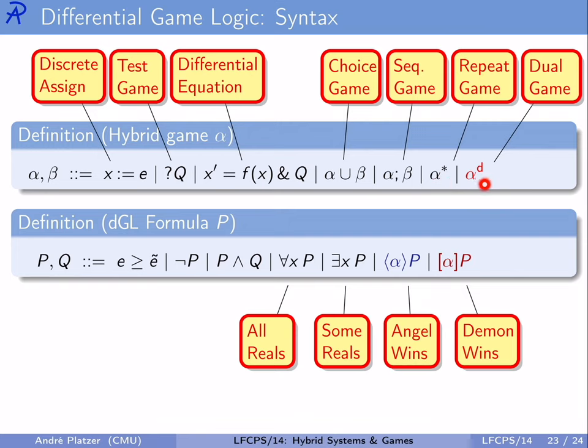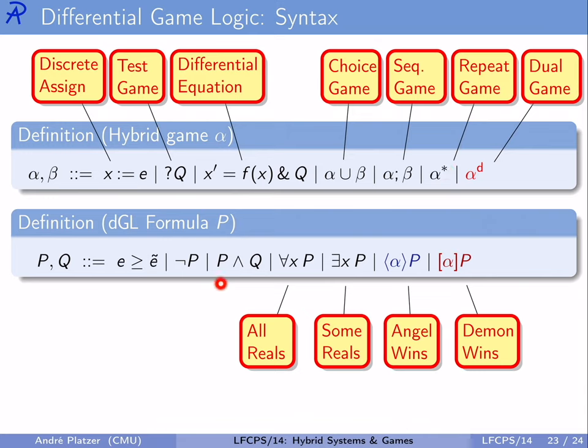And, most excitingly, the dual game, alpha dual, which flips the roles of the two players around, such that every choice that Angel had, now Demon does, and every choice that Demon did have is now Angel's choice. And likewise, the responsibilities of premature losses are flipped around. Differential game logic formulas are built in the same way around the hybrid games language, just like differential dynamic logic formulas are built around the hybrid systems language. Duality is the most important syntactic change, in fact, the only one.